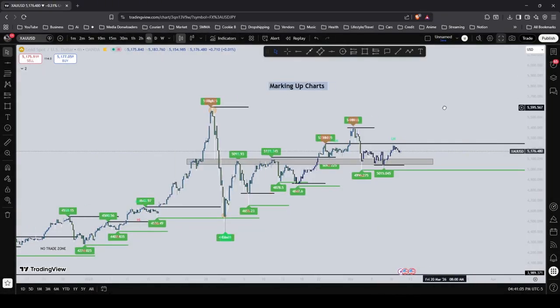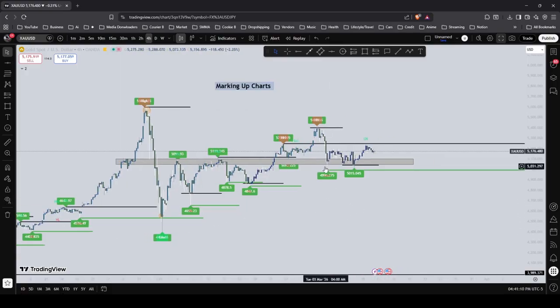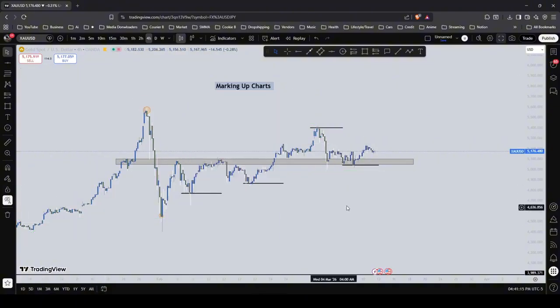Looks complicated, but you get the gist of it. It marked all the areas. It marked the support. It marked everything for us. But let's not confuse you guys. Let's just keep it basic.